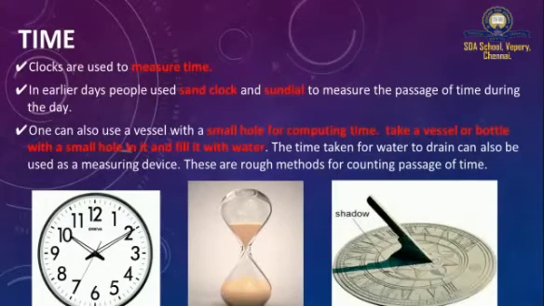And even one can measure time by using a vessel with a small hole. You can take a vessel or a bottle with a small hole in it and fill it with water. The time taken for the water to drain is used as a measuring device. These are all rough methods for counting the passage of time. These days, we use clocks to measure time, and in earlier days, people used sand clocks, sundials, and a vessel with water draining to calculate the time.